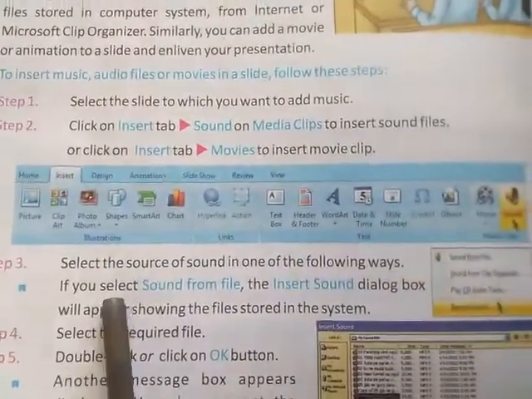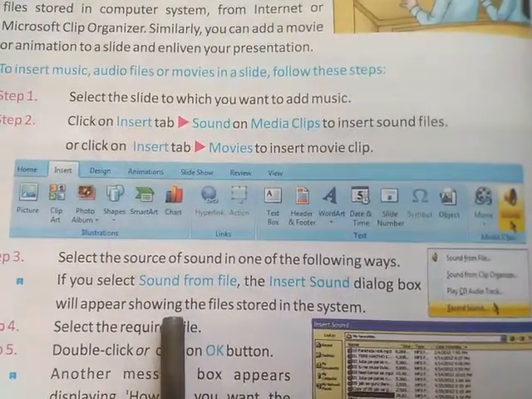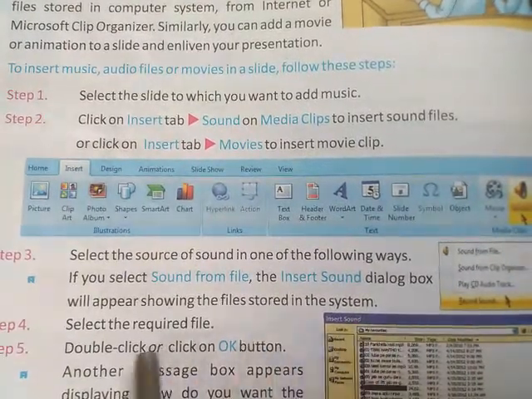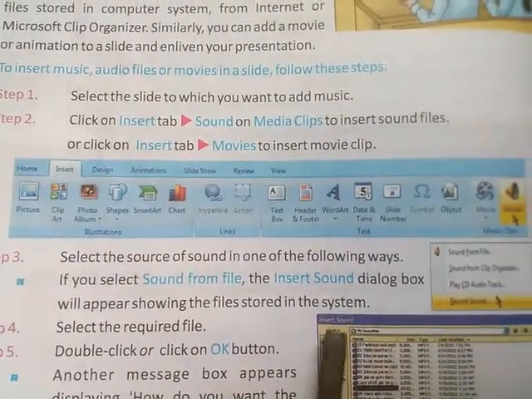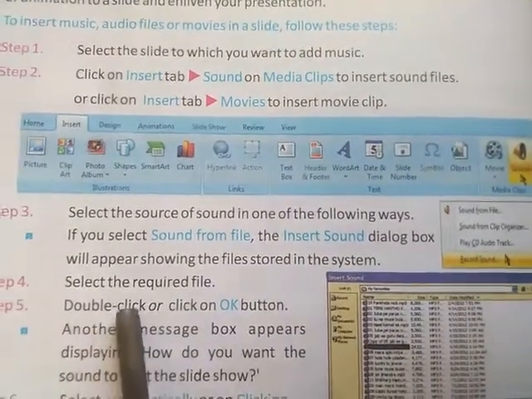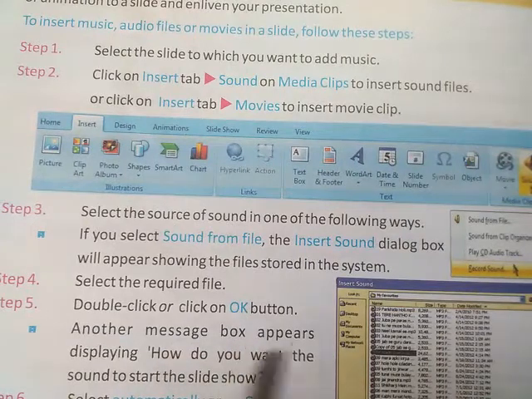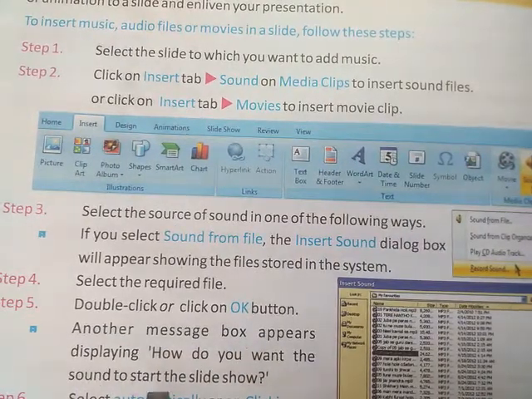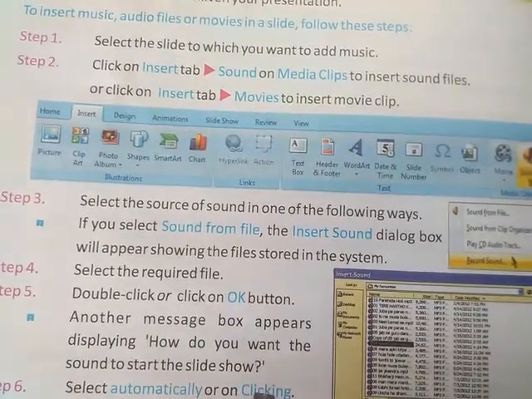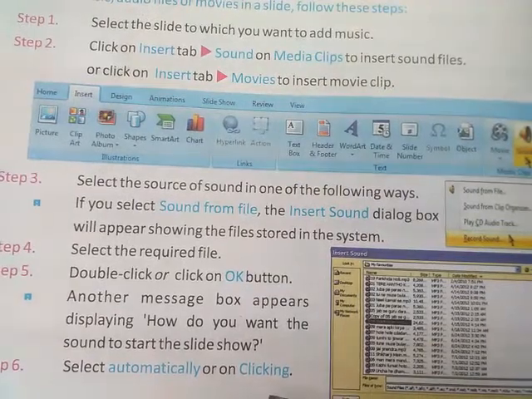Step number 3, select the source of sound in one of the following ways. If you select sound from file, the Insert Sound dialog box will appear showing the files stored in the system. Step number 4, select the required file. Step number 5, double click or click on the OK button. Another message box appears asking how you want the sound to start in the slide. So, step number 6, select automatically or on clicking.